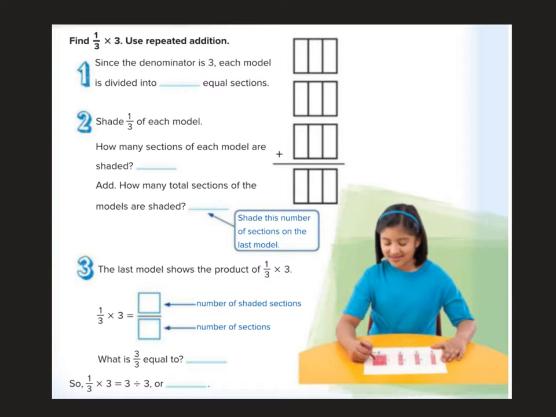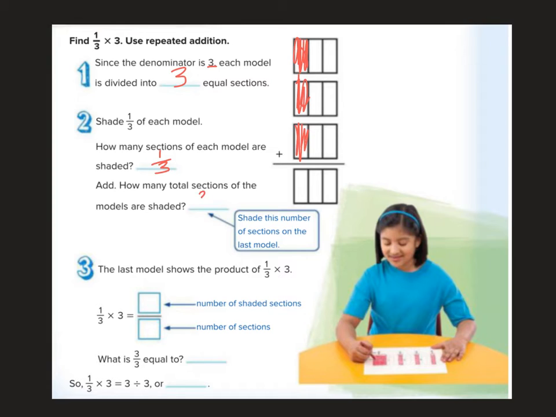Find 1/3 times 3 and use repeated addition. Since the denominator is 3, each model is divided into 3 equal sections. Shade 1/3 of each model: 1/3, 1/3, 1/3. Okay? How many sections of each model are shaded? 1/3. Add. How many total sections of the model are shaded?